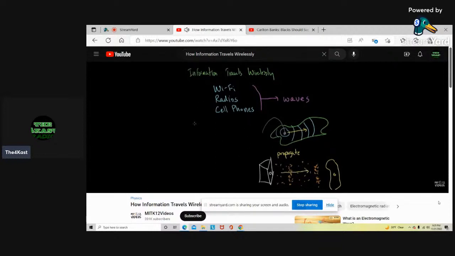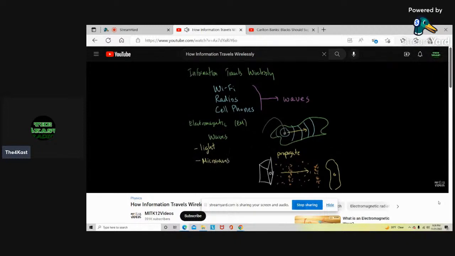Now, to understand how all of these devices work, we're going to have to talk about something called electromagnetic or EM waves. And the exact nature of these waves is too complicated to go into now, and it's not important for understanding this. But let me just give you some examples of waves that you already know about that are in fact EM waves. So, light, for example, is an electromagnetic wave.